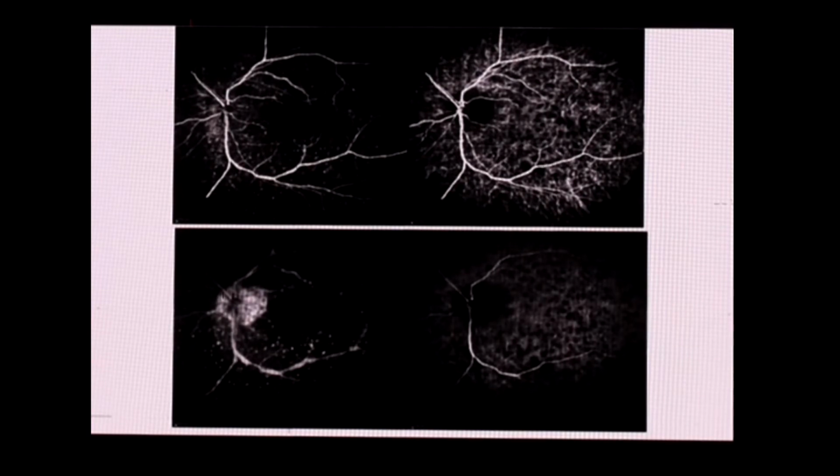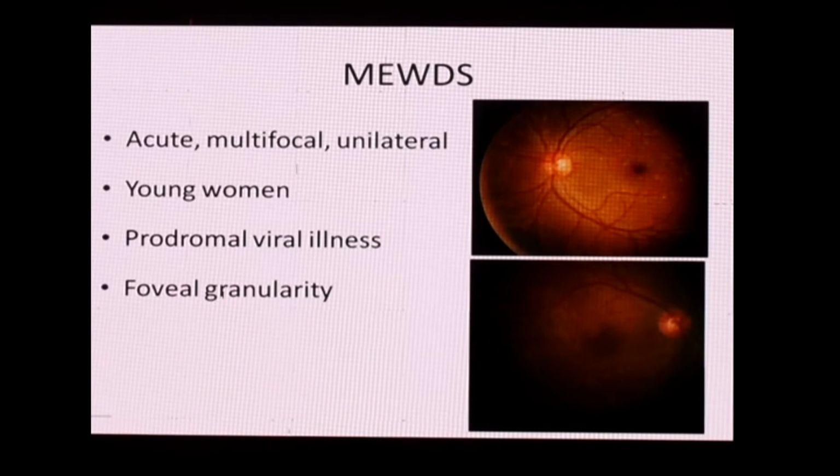The other important white dot is MEWDS, which is usually an acute multifocal unilateral disease, which usually occurs in young women, and there is a prodrome of a viral illness. One of the important clinical variants is foveal granularity. You can have very tiny dots like this, or it can be these placoid kinds of lesions. This looks quite similar to what we see in APMPPE as well.